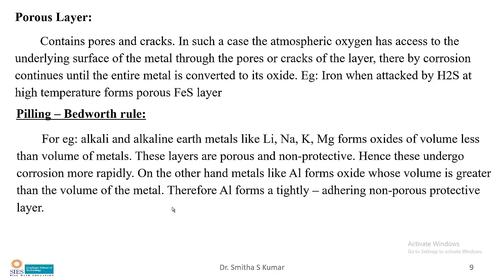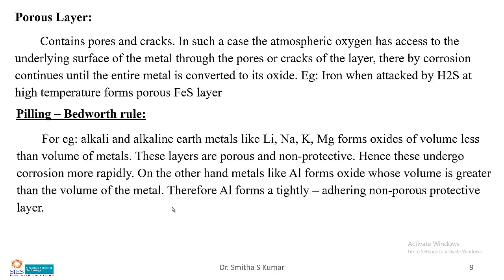An oxide layer is protective or non-porous if the volume of the oxide layer is at least as great as the volume of the metal from which it is formed. Example, metals like aluminium, chromium, tungsten, etc.